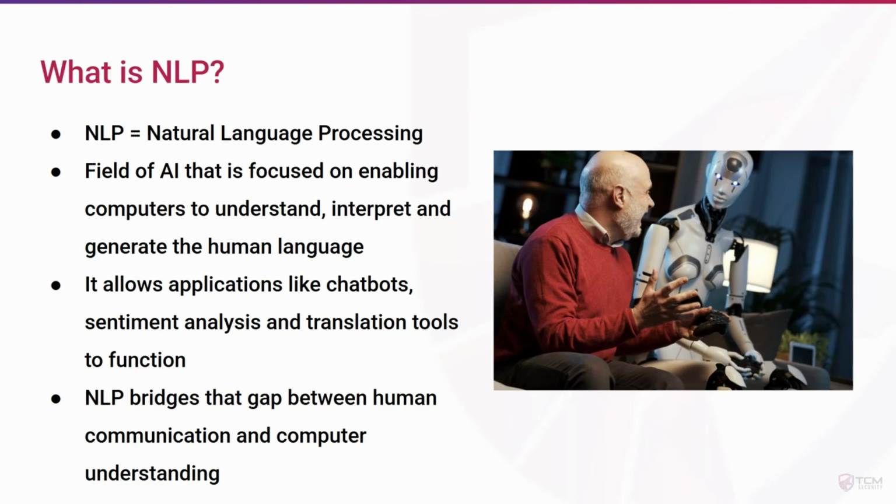So seeing if all of the text in a comment is negative or offensive or things like that, and also to perform translation from one language to another. What NLP essentially does is bridge the gap between how humans communicate and how computers can understand things with numbers and mathematically.